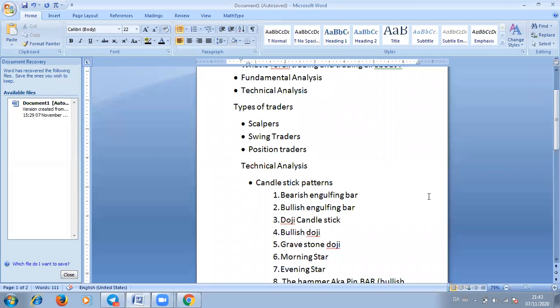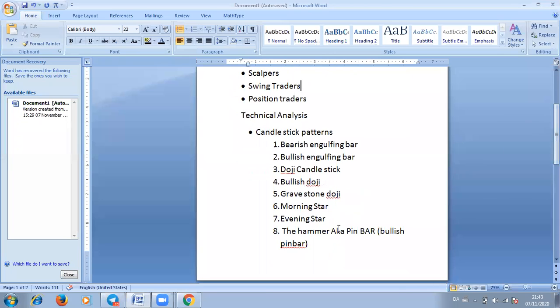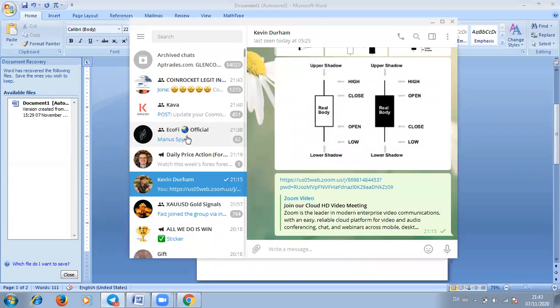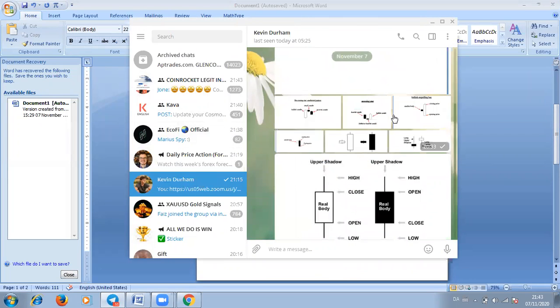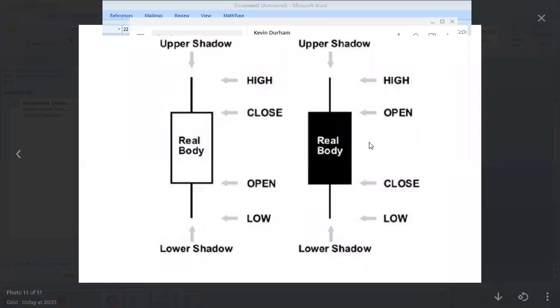So let us look at what the candlestick looks like. I have some pictures I saved somewhere here. So this is a candlestick. As you can see, there are two types of candlesticks. We have the bearish and the bullish.